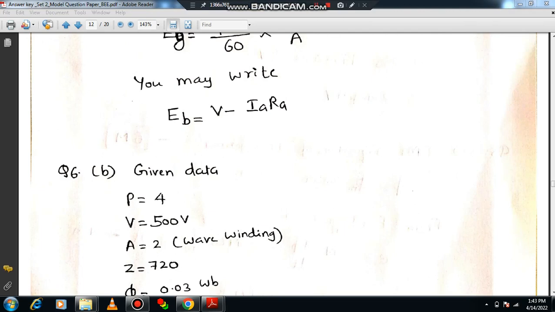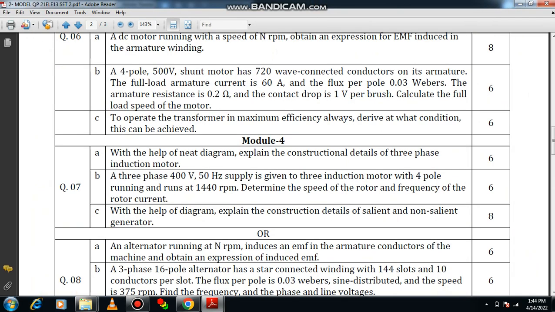So I will be discussing another question. Very important problem, numerical example. A 4-pole 500-volt shunt motor has 720 wave connected conductors on its armature. The full load armature current is 60 amps and the flux per pole is 0.03 webers. The armature resistance is 0.2 ohm and brush contact drop is 1 volt per brush. Calculate the full load speed of the motor.